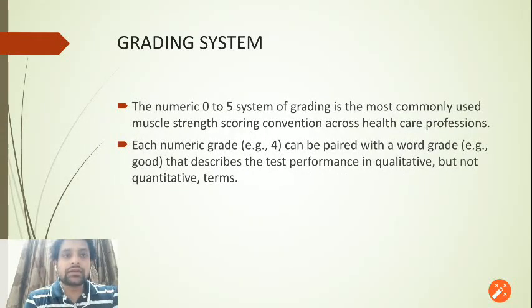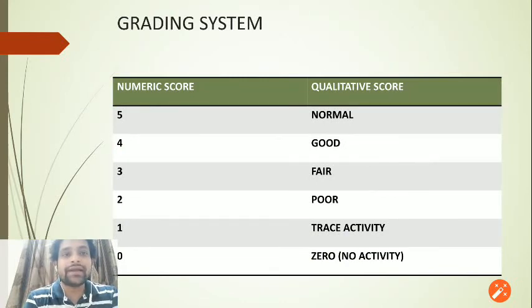The numeric 0 to 5 system of grading is the most commonly used muscle strength scoring convention across the healthcare professions, and each numeric grade, for example grade 4, can be paired with a word grade. Example, good, that means grade 4 is paired with the word good, which describes the test performance in qualitative but not quantitative terms. So here we have the grading system.